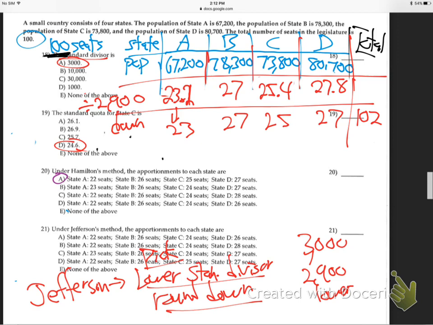Are you with me? Am I losing you? So remember, the original standard divisor was 3,000. I lowered it a little bit because that's Jefferson's method, lower it. Divide through by 2,900 and round them all down, not off, but all down, and add them up. You have to keep fiddling with this till the seats come out right. It came out 102, it's too big. It's too many seats. We only have 100 seats. So I've got to change my 2,900, it's not working. I need to either go a little higher or a little lower.